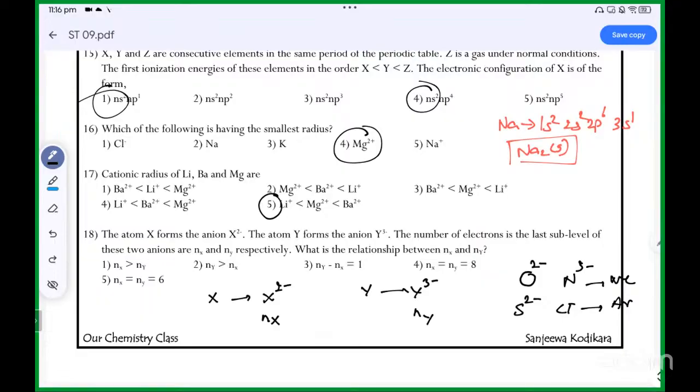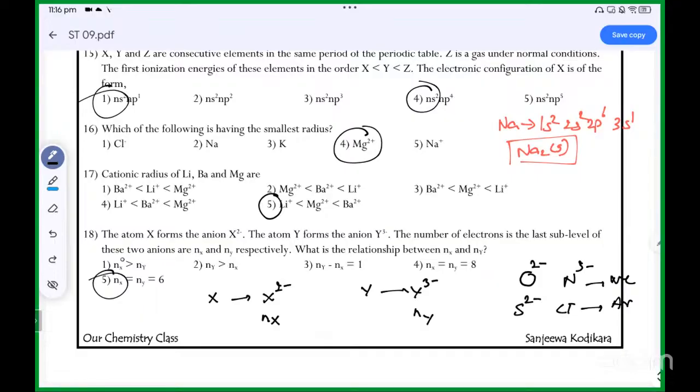The number of electrons in the anions should be equal. That equal number of electrons should be equal to the noble gas configuration of the same period. The last subshell should have 6 electrons. So the answer should be the fifth one. NX equals NY equals 6 electrons. It is not about X and Y.